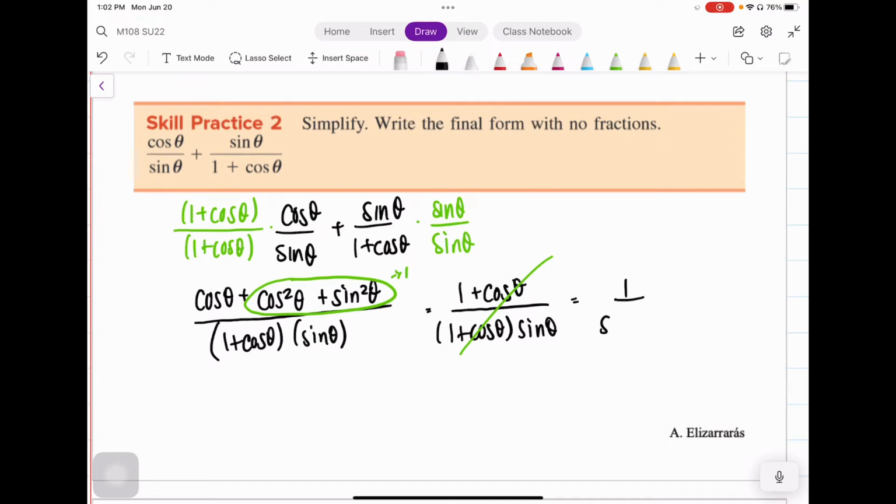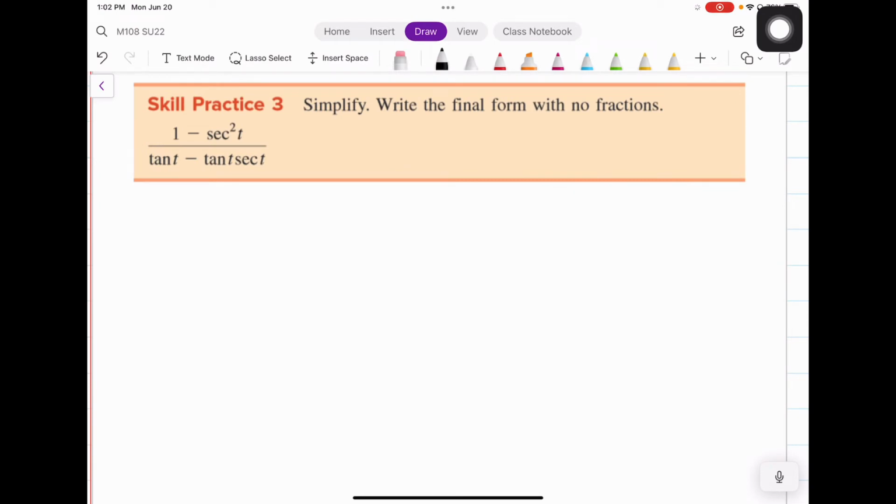And so I then have 1 over the sine of theta, but my directions say no fractions. And so what I want to do is use that reciprocal identity to call this the cosecant of theta for my final answer. In our next question, we are asked to simplify again using no fractions in our final form.